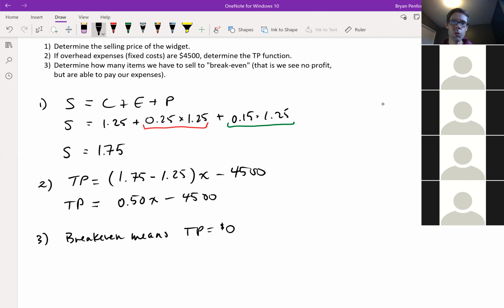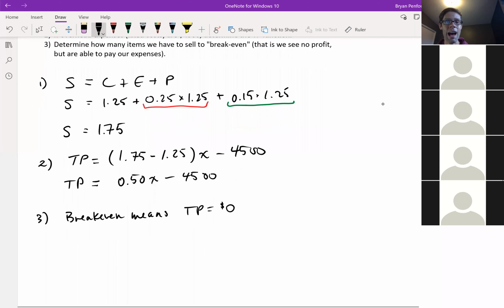And to me, when I hear the word break even, that means I produce just enough stuff so that I can pay for my overhead expenses, for my fixed costs. Okay, so in number 3, we're going to be substituting in TP equals 0, and then trying to solve for X, trying to figure out how many things I need to make in order to pay off my fixed costs.